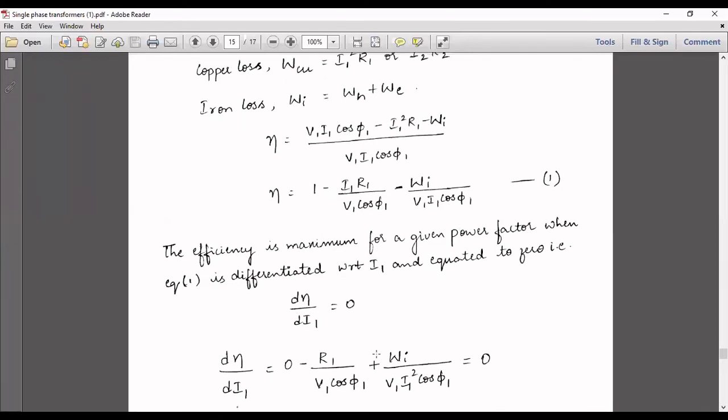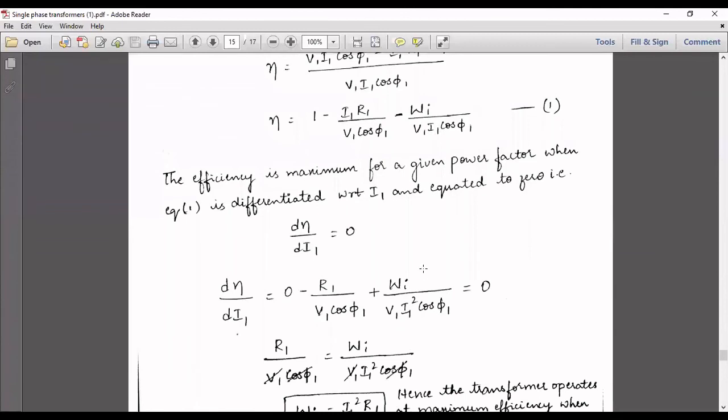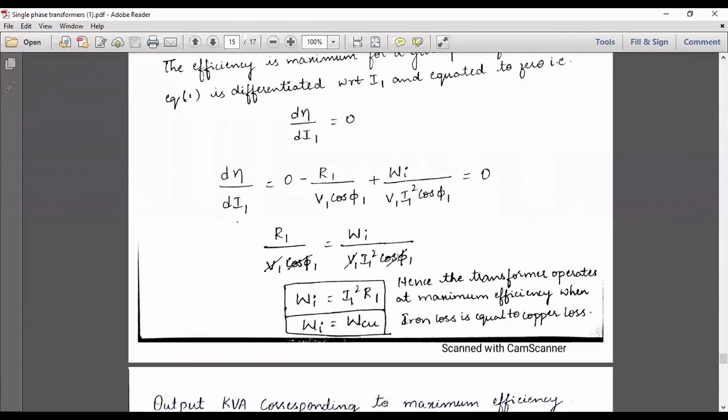The next term becomes plus. Why has it become plus? Because here I1 is in the denominator. If I differentiate 1 by I1, it becomes minus of minus WI divided by V1 I1 square cos phi 1. Therefore, this will become plus. So d eta by dI1 will be 0 minus R1 by V1 cos phi 1 plus WI by V1 I1 square cos phi 1, which is equated to 0. If this equation is simplified, I get WI is equal to I1 square R1.